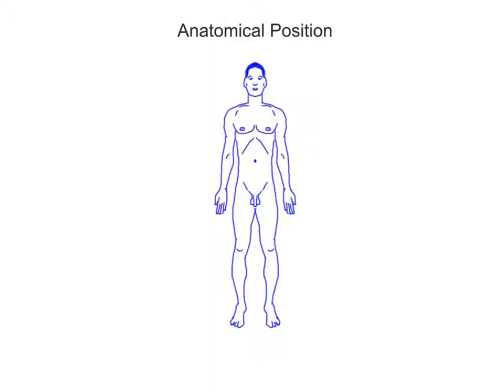When describing any part of the body, it's assumed that the body is in a standard reference position called the anatomical position. In the anatomical position, the subject is always standing upright and facing the observer, head level and eyes facing forward. Both feet are flat on the floor and oriented forward. Both arms are placed at the sides with the palms facing forward.